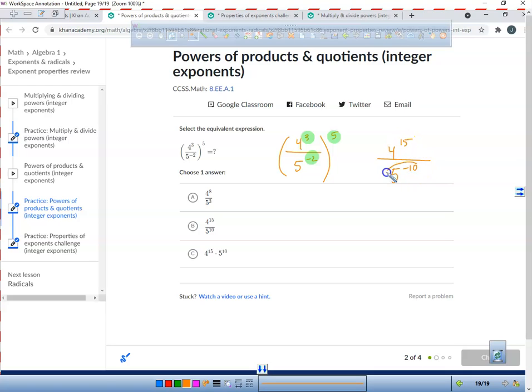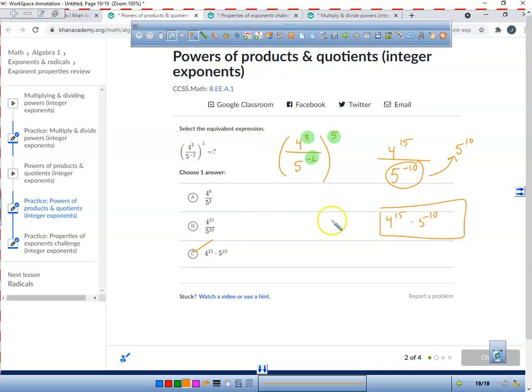Which one are we moving? Yeah, we're going to move it up to make it a positive. So our answer's 4 to the power of 15 times 5 to the power of 10. And there it is, right there. What's the only time we ever move an exponent? Whenever it's negative, we just move it up or down to make it positive, and that's it. Okay.